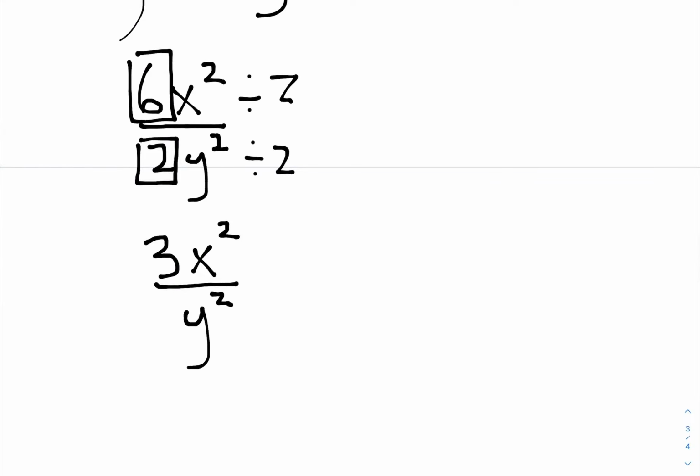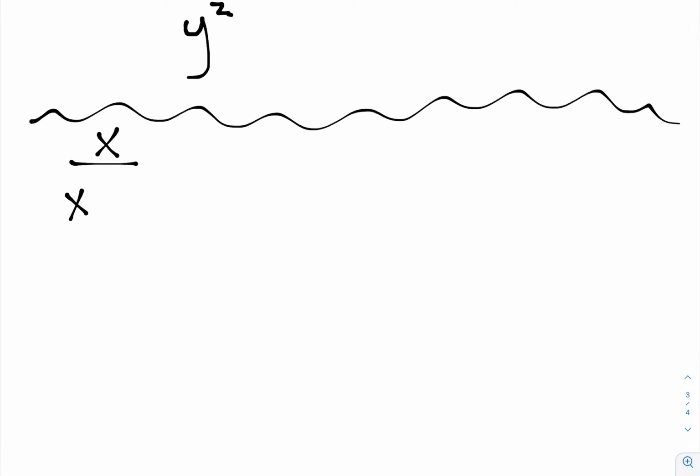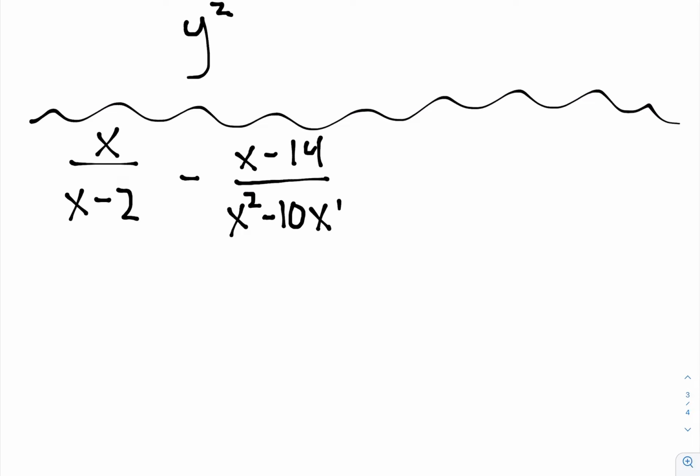Now let's do some examples where instead of multiplying and dividing, we're adding and subtracting. Okay, so it's not exactly the same, but it's kind of similar. We still have to do that factoring. So let's say we have, I'll draw a line here. Let's say we have x over x minus 2 minus x minus 14 over x squared minus 10x plus 16.